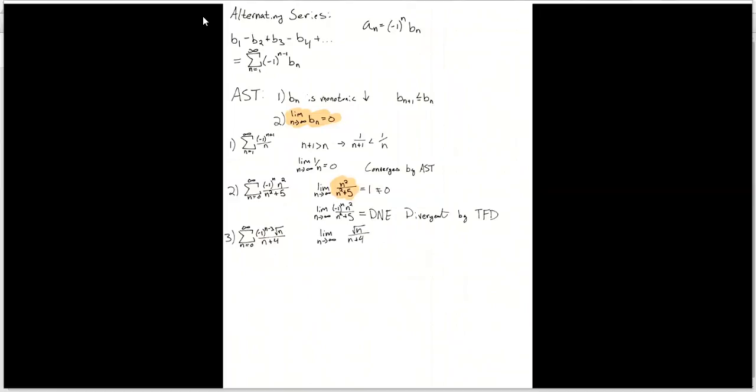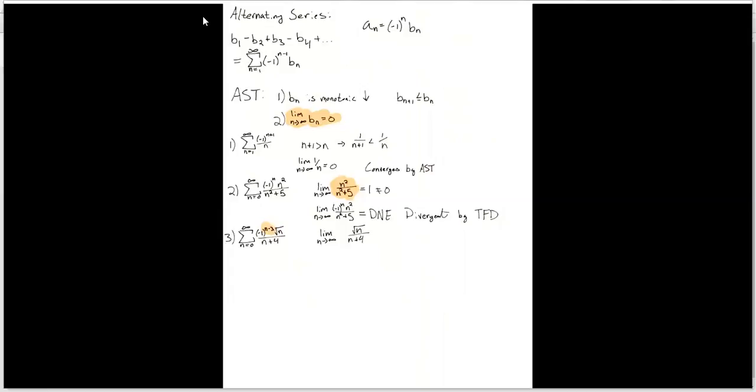It's also worth talking about this n plus 3 up here, right? This doesn't change the fact that it's alternating, because whether it's positive or negative only depends on if the exponent is odd or even, right? We have -1 to something, so that 3 doesn't really matter. It just determines whether it starts positive or negative.